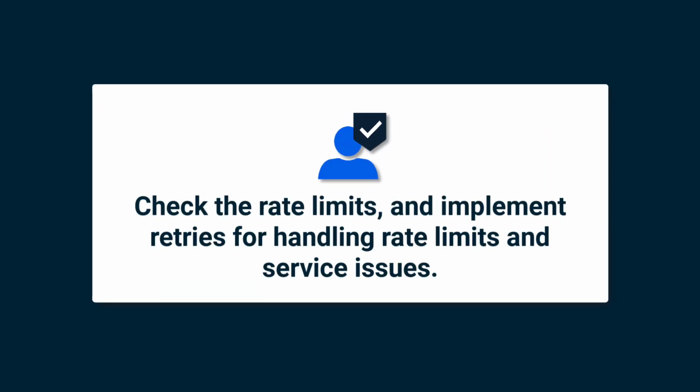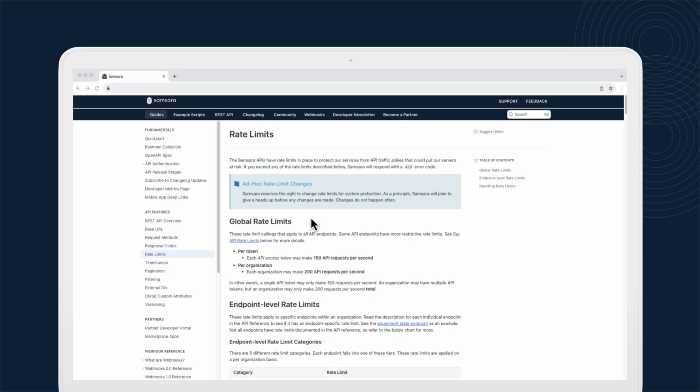Each API has an endpoint level rate limit to ensure your integrations are reliable. Make sure you check the rate limits and implement retries for handling when you may occasionally hit the rate limits or experience a service issue from Samsara. Review the rate limits page on the developer site to learn more.